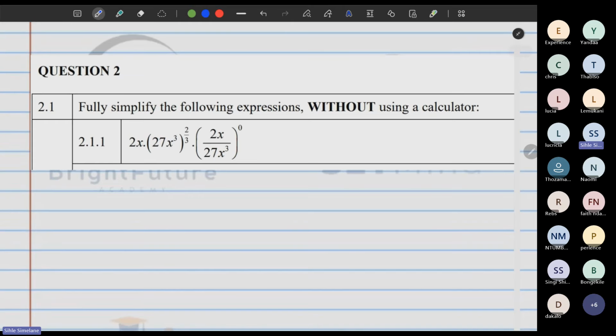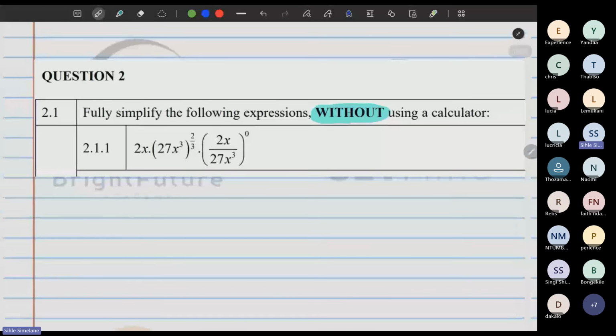Anyway, guys, question 2. So your problem will also look more the same. Fully simplify the following expressions, very importantly, without using a calculator. Why are they saying without using a calculator? It is because they think we are geniuses. And even if you're using a calculator, you wouldn't get it anyway. So let's see, guys.